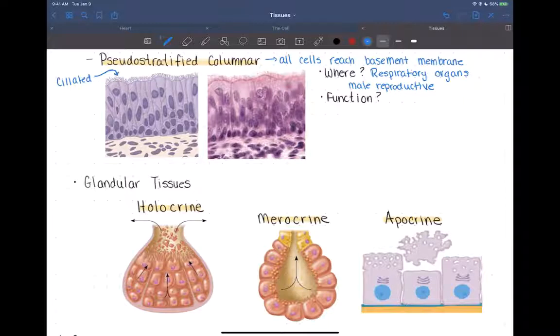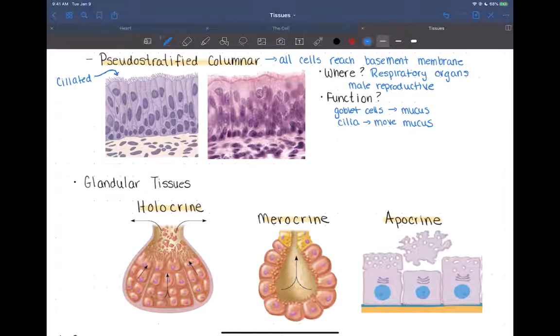and it also has a lot of goblet cells. All right, so goblet cells. And in the respiratory tract, those goblet cells are extremely important for making mucus to trap debris and to help humidify the air. All right, so goblet cells make the mucus. And then it has the cilia that are going to move the mucus. Those are really important functions for that pseudostratified tissue.